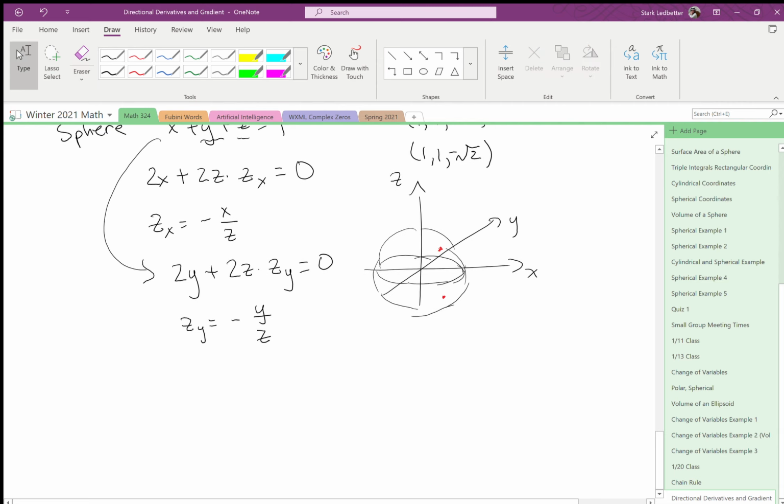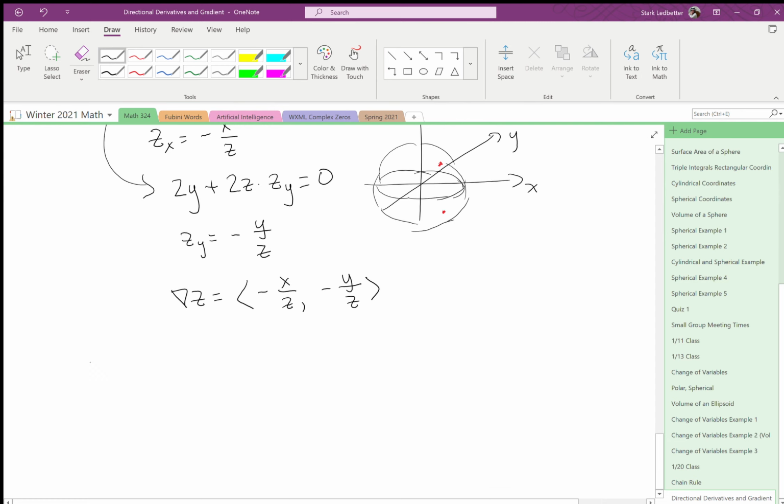Great, so then we can actually write the gradient. Del of z is, we can just leave it like this, negative x over z, comma negative y over z, unless it specifically says write it in terms of x and y. No reason why we can't leave it like this. Okay, so then at the point 1, 1, root 2, del of z is going to be, and I'm just going to put in these values for x, y, and z. So negative 1 over root 2, comma negative 1 over root 2.